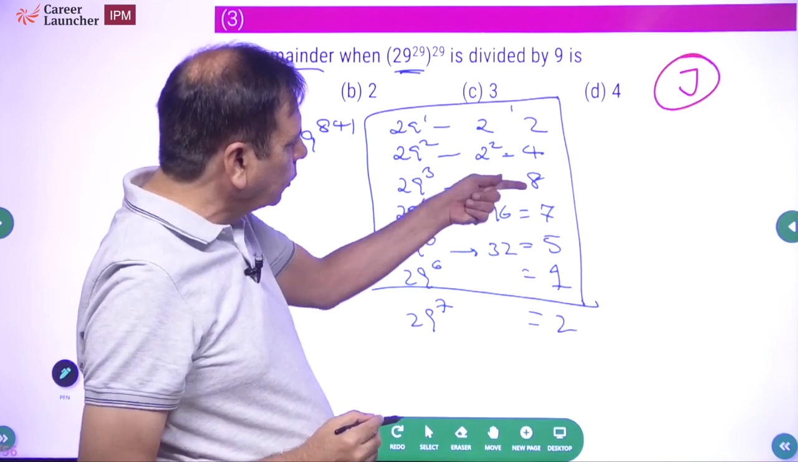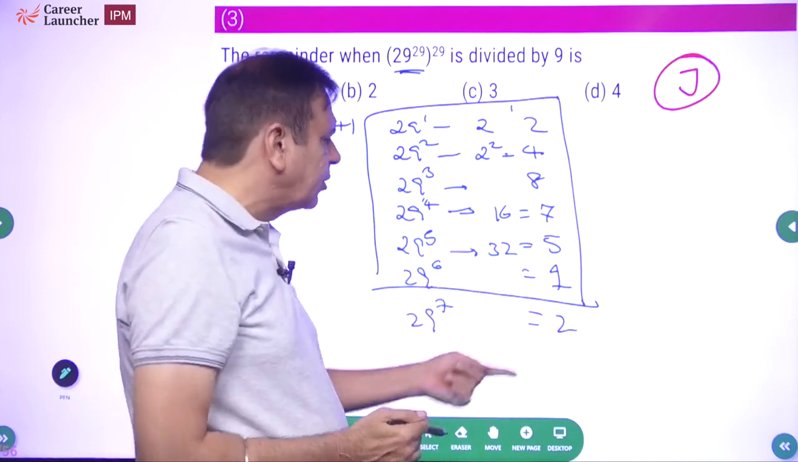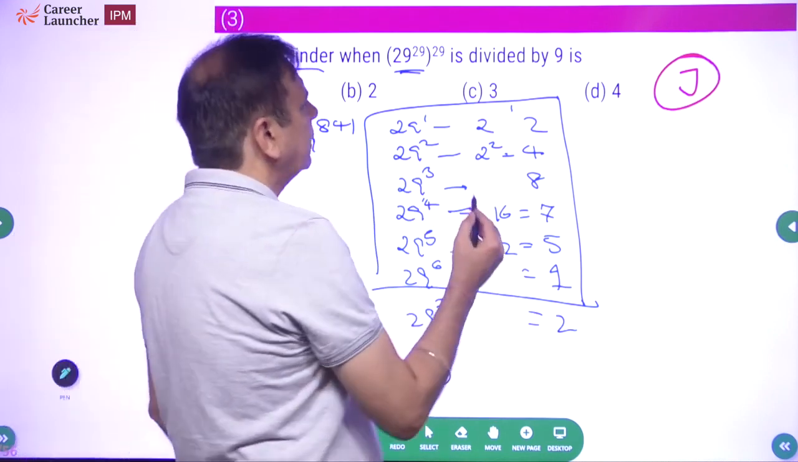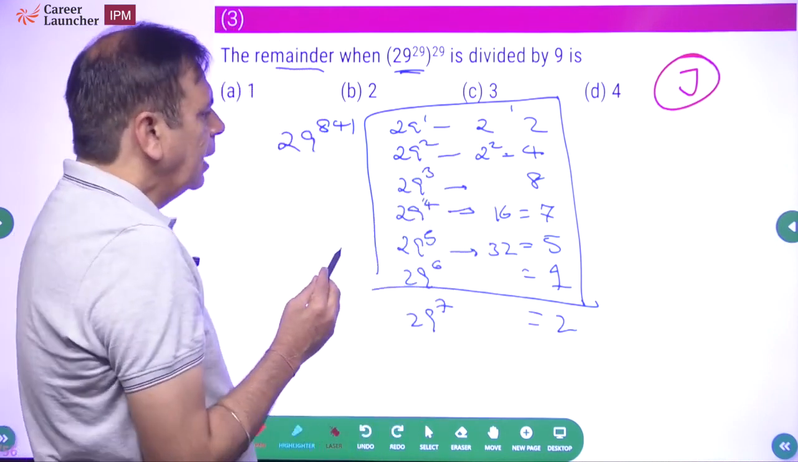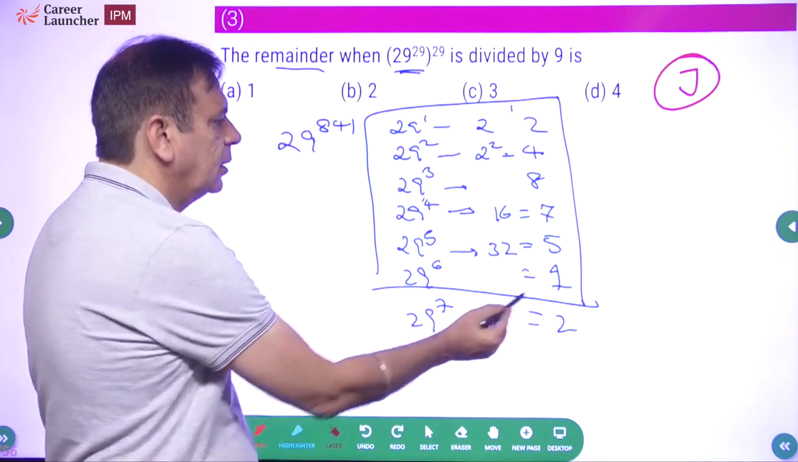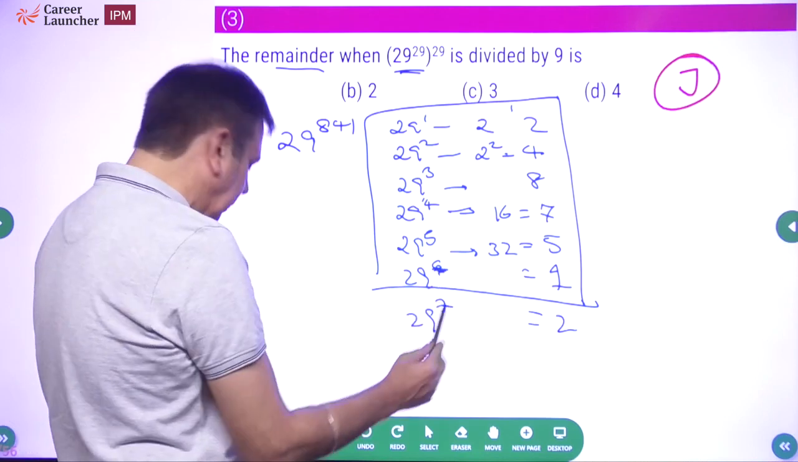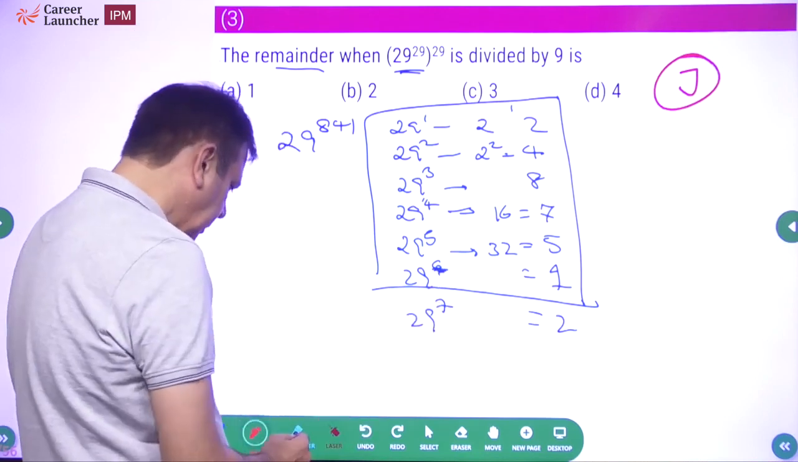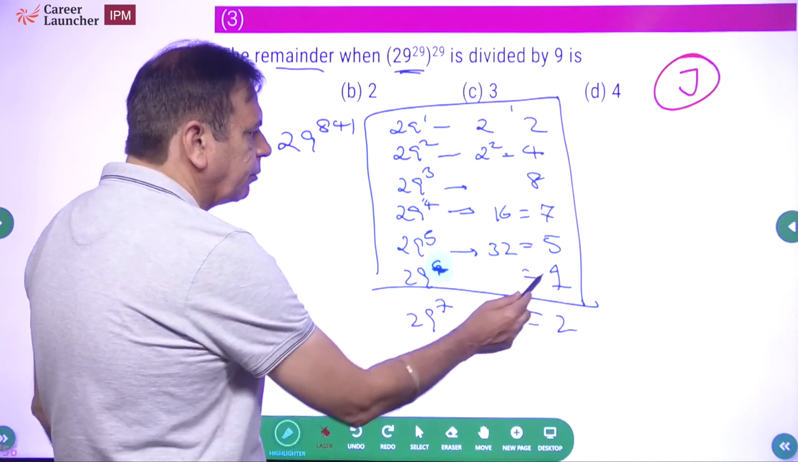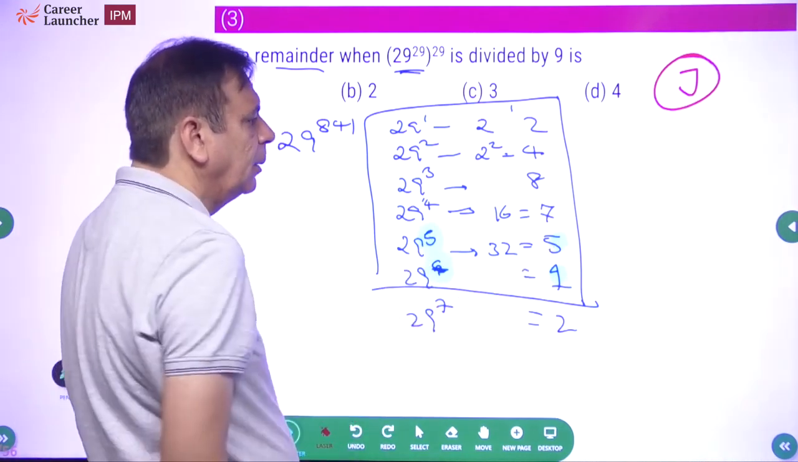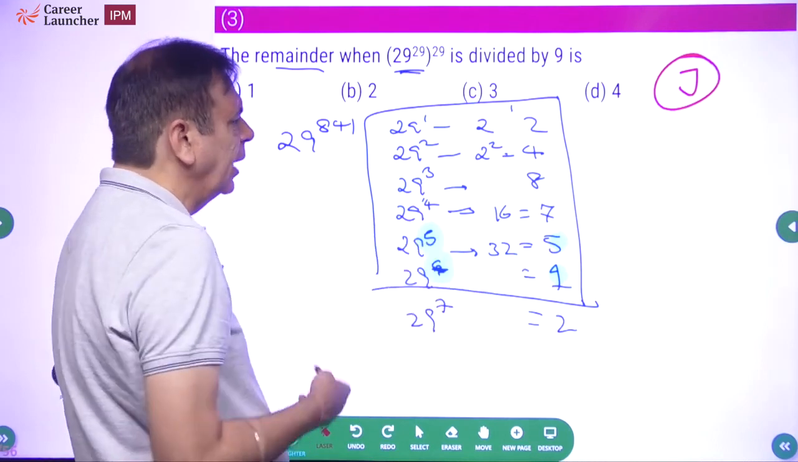This cyclicity of 1, 2, 3, 4, 5, 6. There's a cyclicity of 6. The 7th is this. Now, what does that mean? If the power is a multiple of 6, the remainder will be 1. Power is a multiple of 6, remainder is 1. Power is a multiple of 6 minus 1, remainder 5. And so on and so forth.